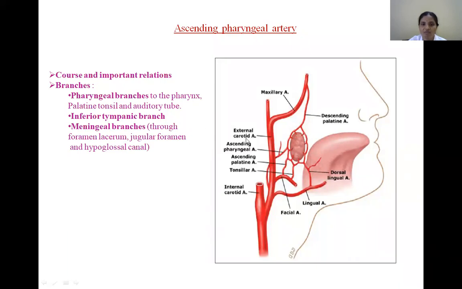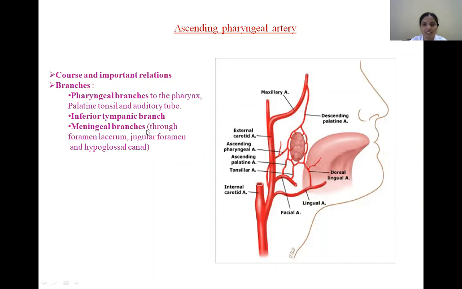Then inferior tympanic branch. See, this is inferior tympanic branch. So inferior tympanic means the floor of the tympanic cavity. Already discussed in middle ear. So the floor of the tympanic cavity or middle ear is pierced by an important nerve and vessel. So what is that nerve? Inferior tympanic nerve. Vessel is an inferior tympanic artery. So that inferior tympanic artery is derived from ascending pharyngeal artery. So what is the opening? Tympanic canaliculus.